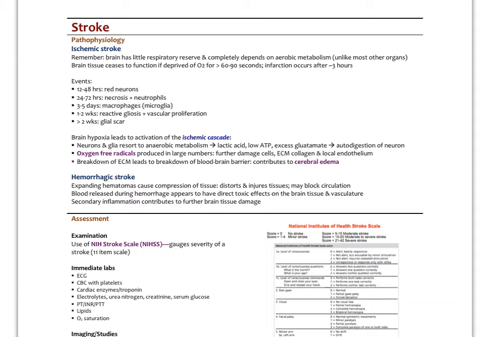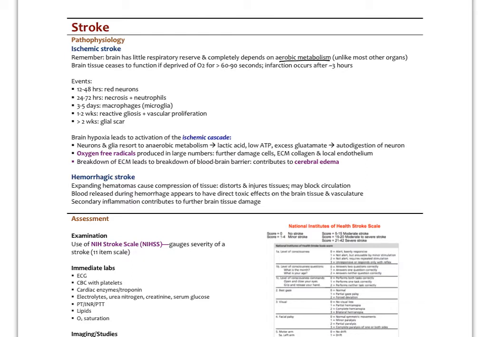Okay, so let me just say a little bit about the pathophysiology of ischemic and hemorrhagic stroke. So again, what happens with ischemic stroke is you get loss of oxygen supply to the neurons, and neurons depend completely on aerobic metabolism. So they need mitochondria, they need oxygen. They can't use glycolysis alone to sustain their energy. Remember, glycolysis happens in the cytoplasm of cells, and it does not use oxygen. It can be done anaerobically.